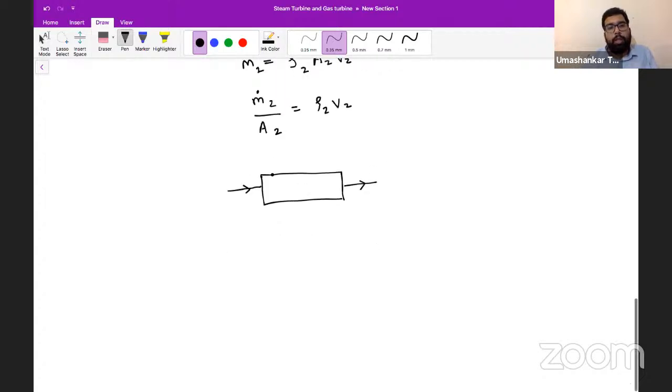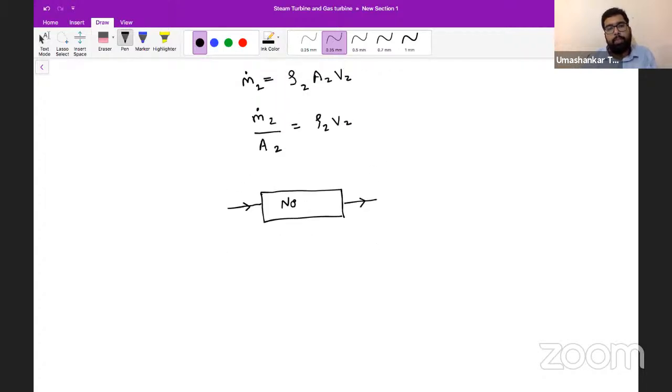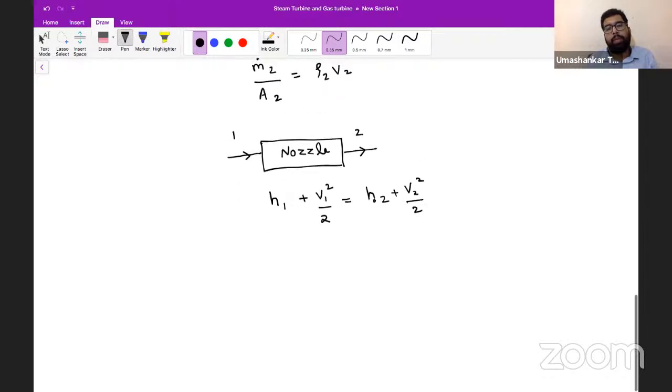So we have this nozzle. Let's apply the basic of thermodynamics. This point is 1, this point is 2, and we know the value of P2. Now tell me, from steady flow energy equation, can I write like this? H1 plus V1 square by 2 is equal to H2 plus V2 square by 2. Yes or no?